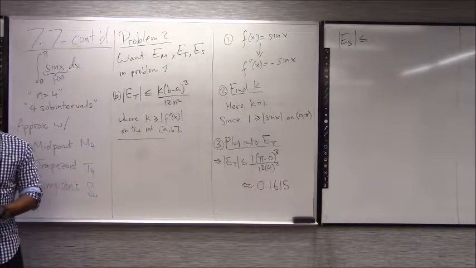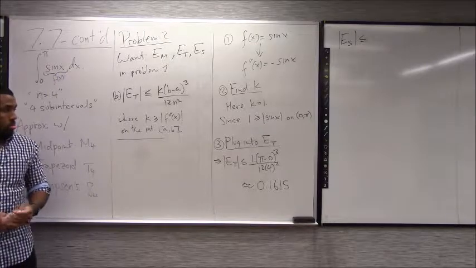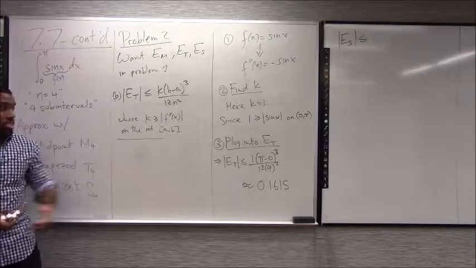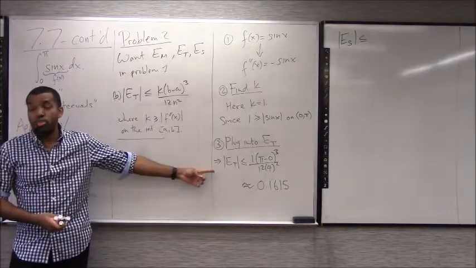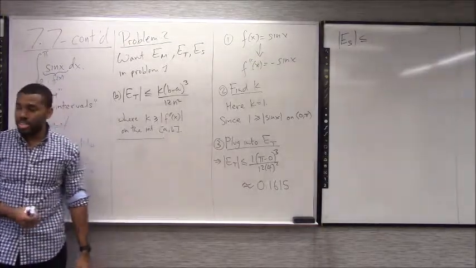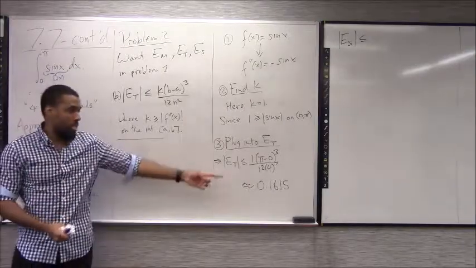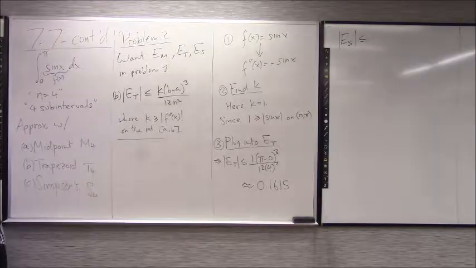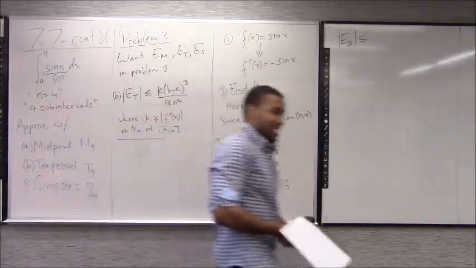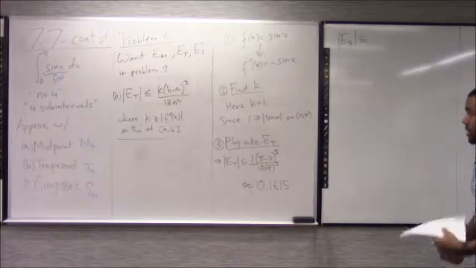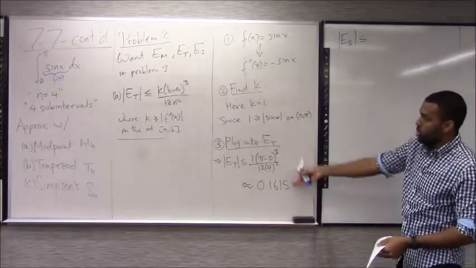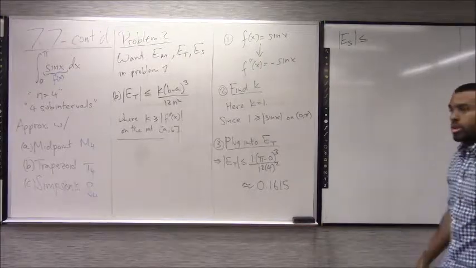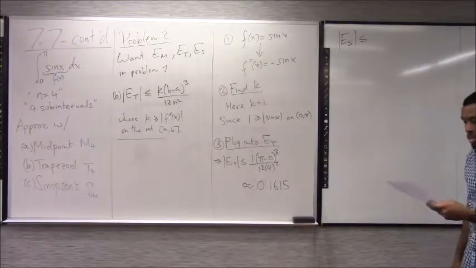Yes. Why, when it's greater than what the midpoint was? This is the error. This is how much you're wrong by. When you're measuring the error, that's how much you're off by. So I'm actually off by more, so that's why it's worse. The number's bigger, but bigger isn't always better. So it turns out that with 4 trapezoids, I got a worse approximation than with 4 rectangles at the midpoint.